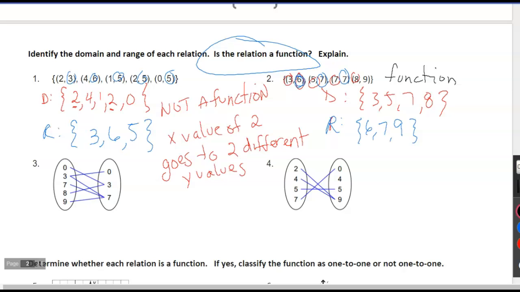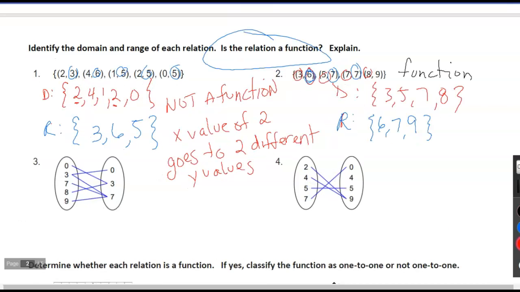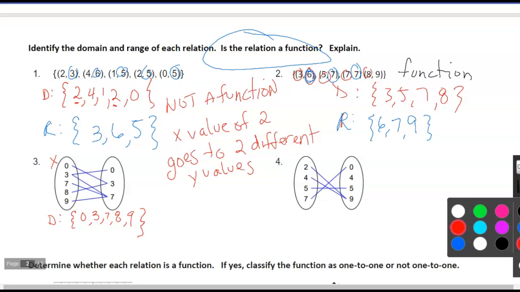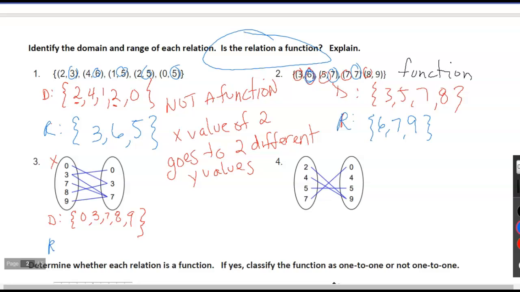Okay, so same thing. Pick up the pace here a little bit. My domain is 0, 3, 7, 8, 9. So these are usually my x's on this side. And I make a list of my y's, or my range. I only got 3 of them that show up, and this is why you would see them only written once.